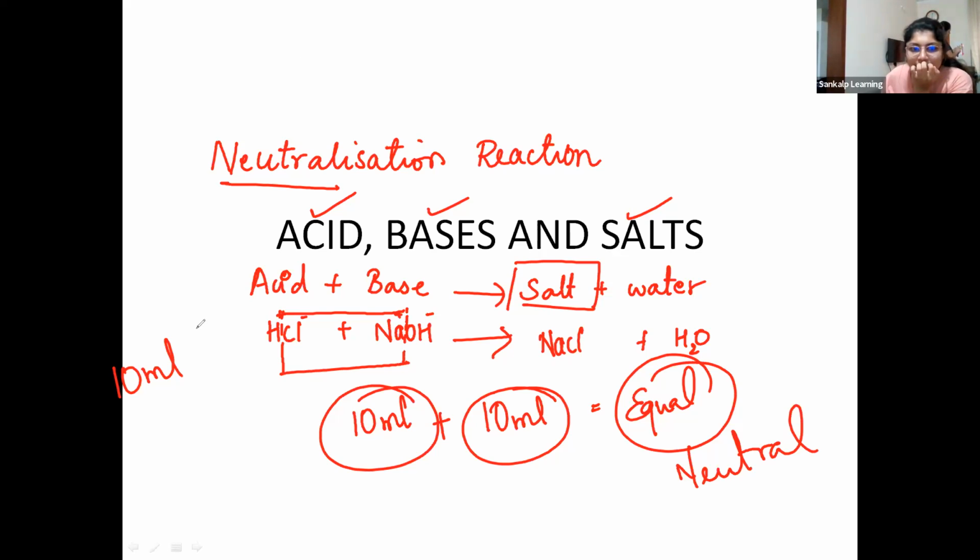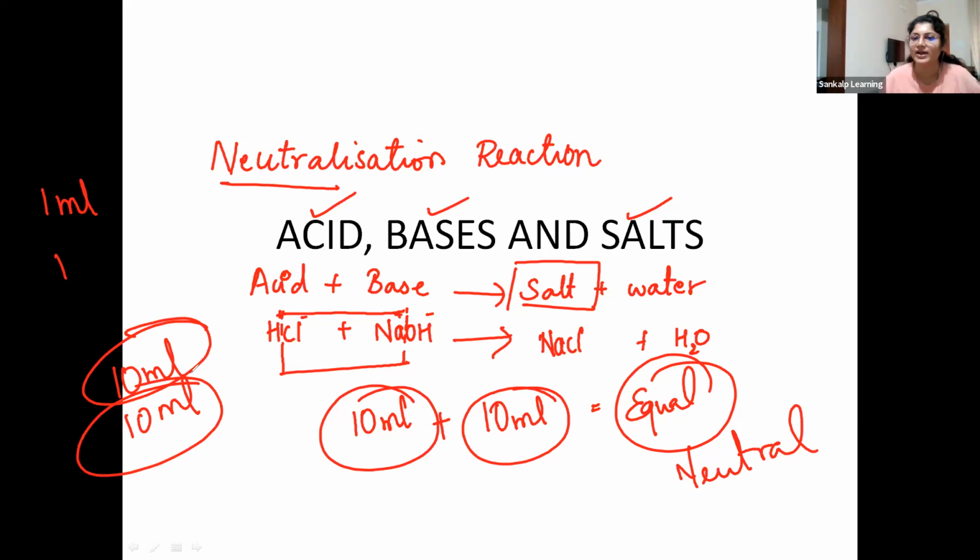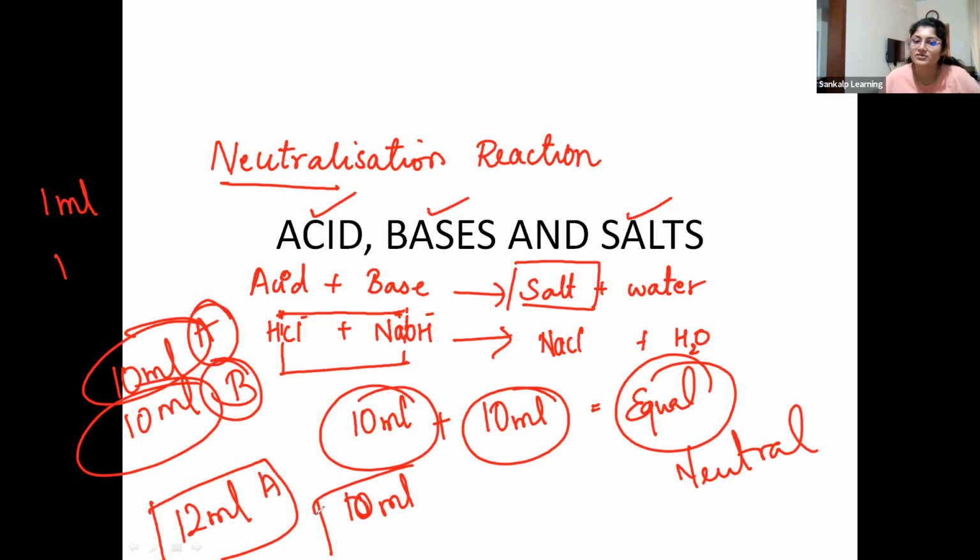So 10 ml of acid will neutralize 10 ml of base. For one person to fight, one more person is enough. Like that, for 10 ml of acid to react, 10 ml of base is enough, so the reaction will become neutral. Suppose one is in excess: the acid is in excess and the base is 10 ml. So what will be the resulting solution?